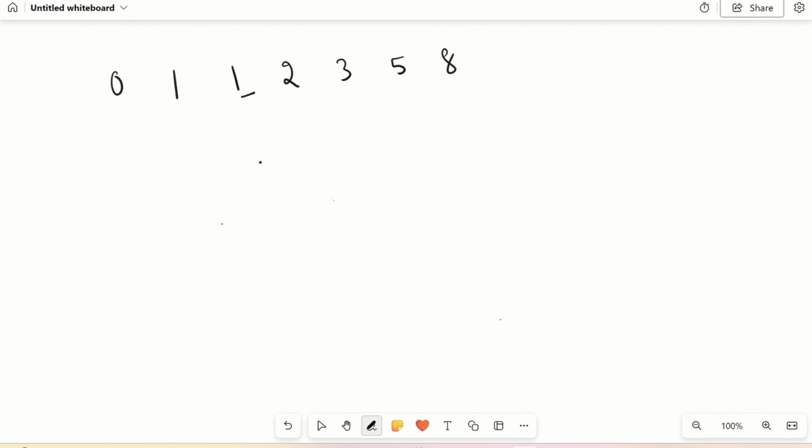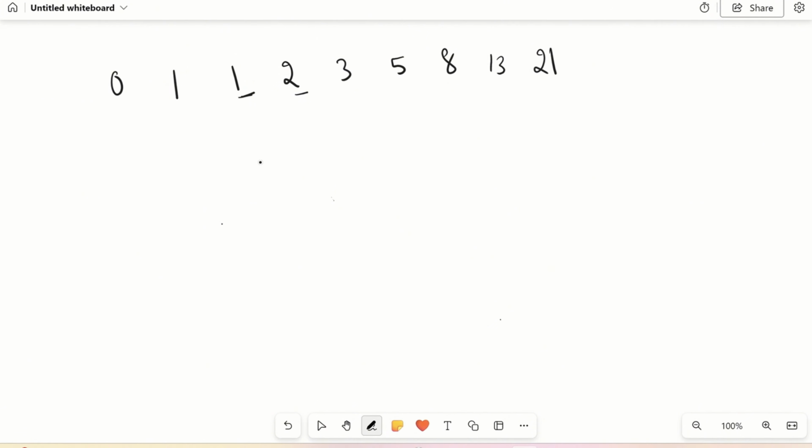If you see, any term in this series is the sum of its previous two terms. For example, this 1 is coming because 0 plus 1 is 1. Similarly, this 2 is the sum of the last two terms: 1 plus 1 equals 2. Similarly, 1 plus 2 equals 3, 2 plus 3 equals 5, 3 plus 5 equals 8, 5 plus 8 equals 13, 13 plus 8 equals 21, and so on. You can make up to n terms.